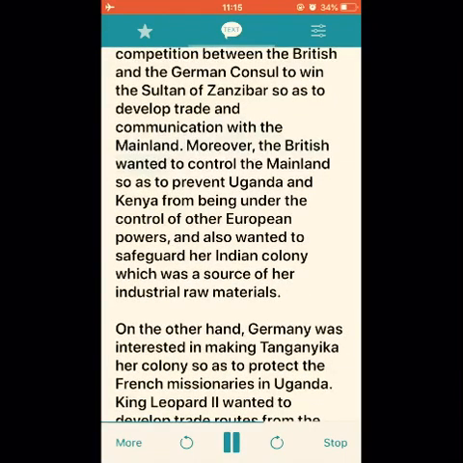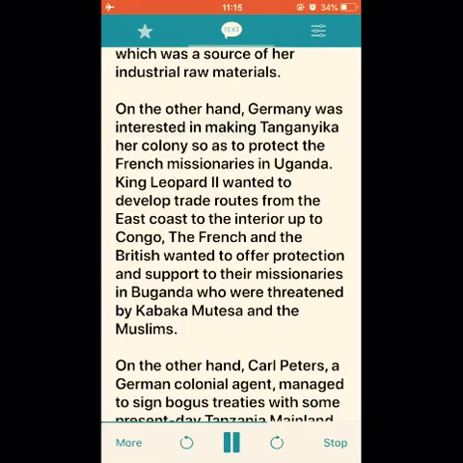Moreover, the British wanted to control the mainland so as to prevent Uganda and Kenya from being under the control of other European powers, and also wanted to safeguard her Indian colony, which was a source of her industrial raw materials. On the other hand, Germany was interested in making Tanganyika her colony so as to protect the French missionaries in Uganda. King Leopold II wanted to develop trade routes from the east coast to the interior up to Congo.